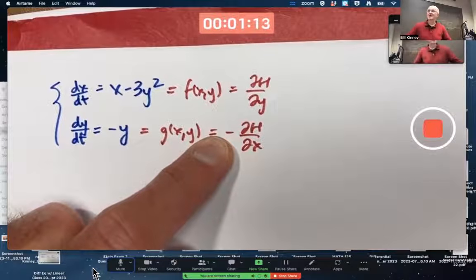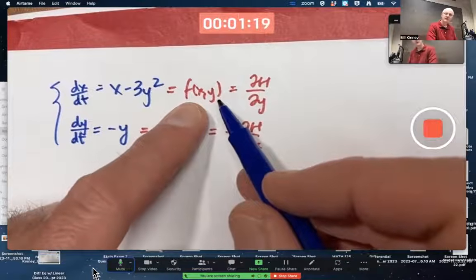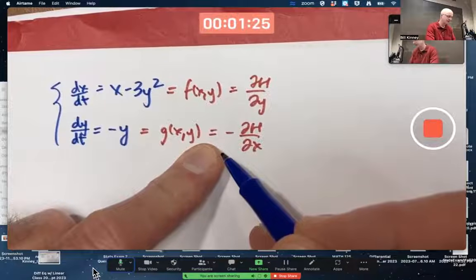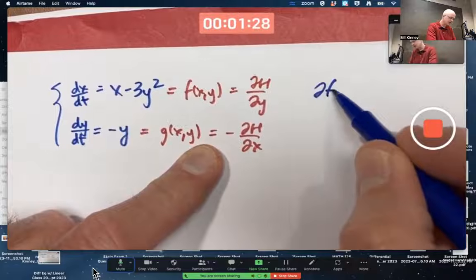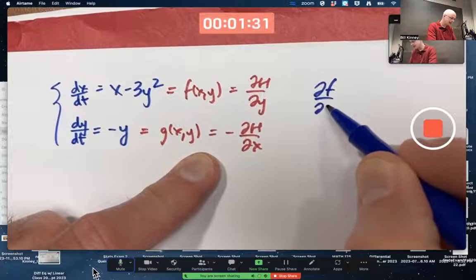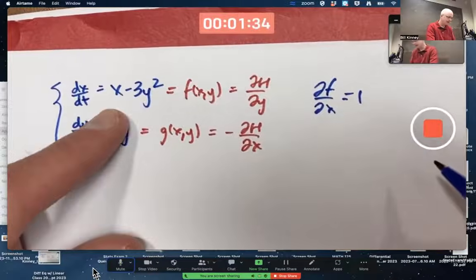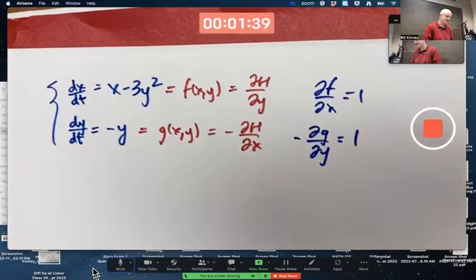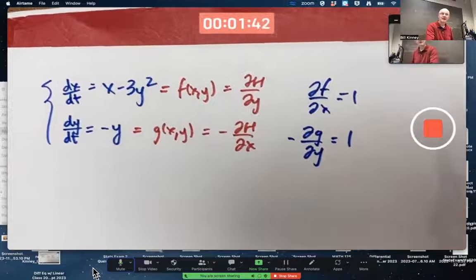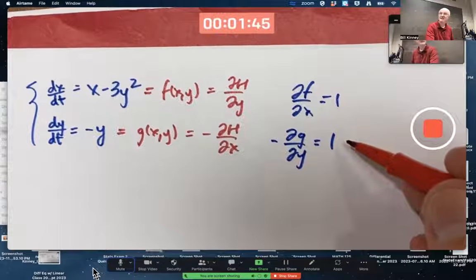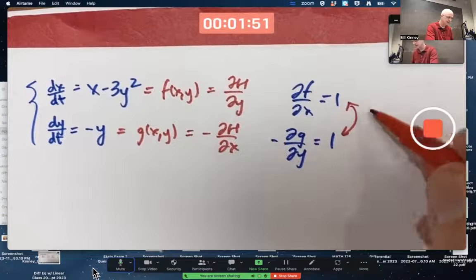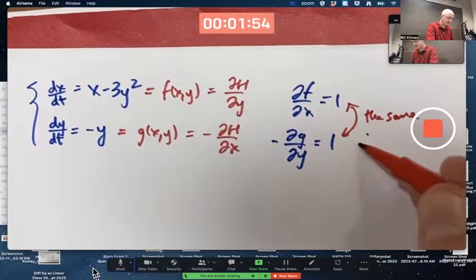It also turns out that the logic goes the other way. That's even more amazing. If that condition holds, if the partial of this with respect to x is the same as the opposite of the partial of this with respect to y, then there will be a Hamiltonian function. And that's what you do. Partial of f with respect to x is 1. And the opposite of the partial of g with respect to y is also 1. They happen to be constant functions in this case, but even if these were not constant functions, as long as they're the same function, that would be enough to say this is a Hamiltonian system. These are the same. Therefore, it's Hamiltonian.